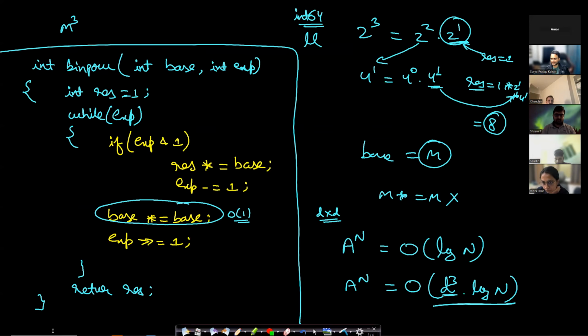Yes, Amar. Yeah, so Surya, over here where you say while exponent, what does this mean? While exponent means while exponent does not become zero. So I'm assuming that you have given a positive value. If you want to be more exact, then you can write exponent greater than zero simply, got it. Okay, so that you can avoid the chance of negative numbers, right?